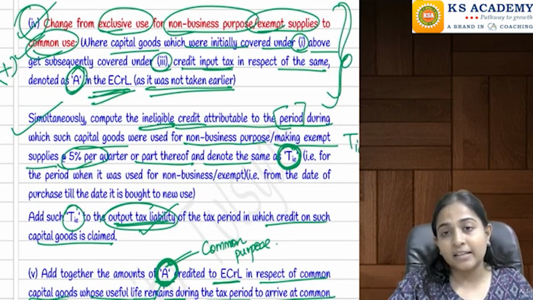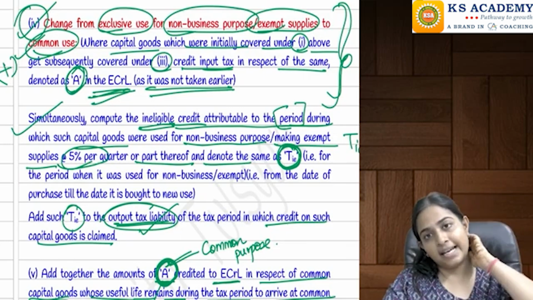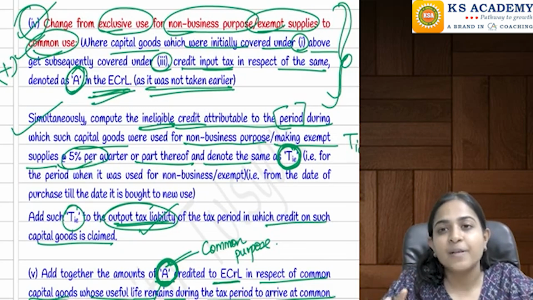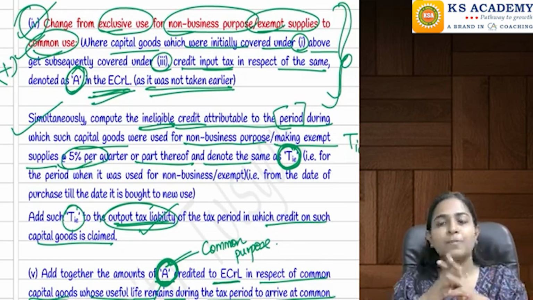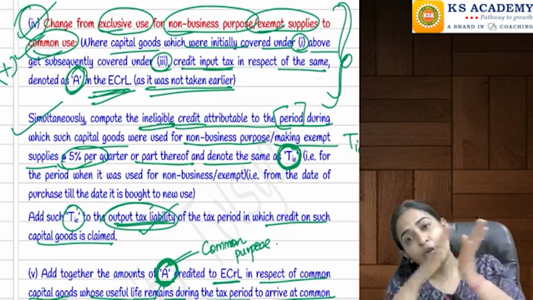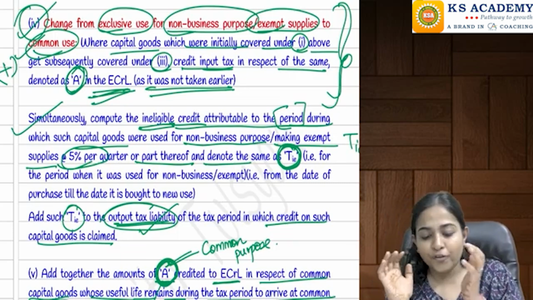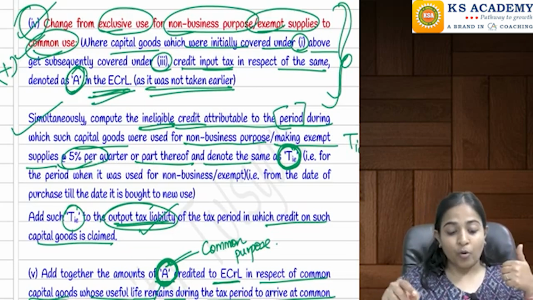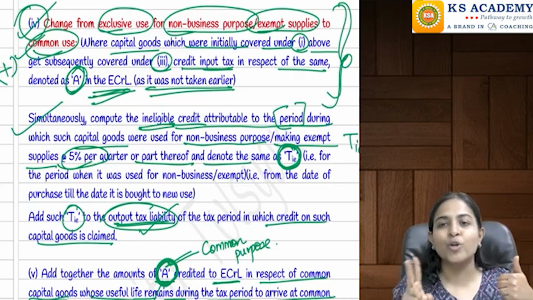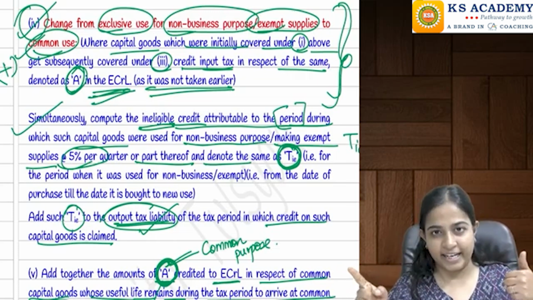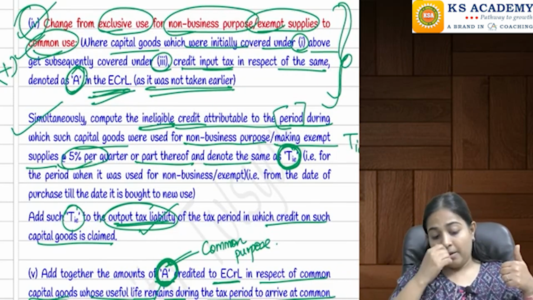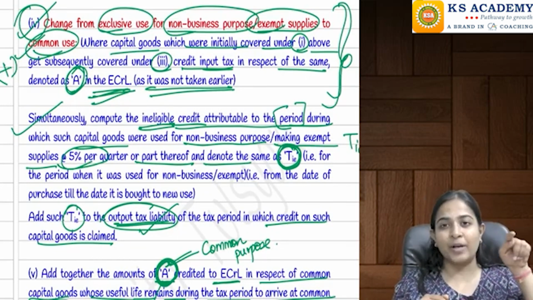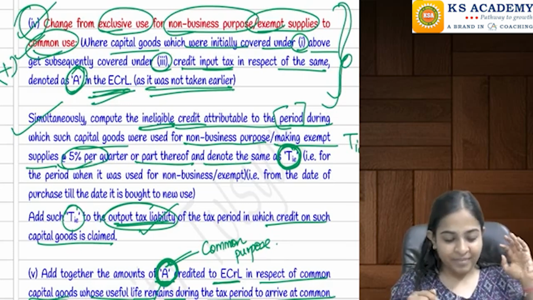Now let's say another circumstance. You were using a particular capital goods for non-business purpose or for exempt supply, but now you are bringing it to common use. If you are bringing it to common use, earlier you would not have taken the credit of the same. So now what two things will you do? First, we will credit it to the electronic credit ledger because from now onwards the credit will be available. Second, add it to A, because in A all the common credits are kept. Very clear with this?